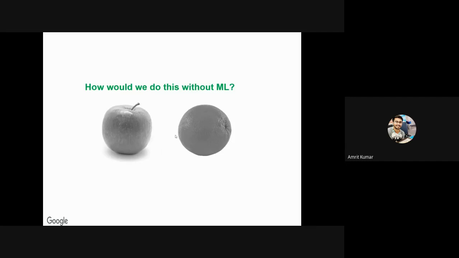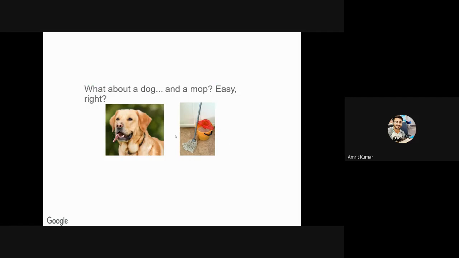So yes, we can do this with ML, but it's quite difficult to do this without ML, right? These are some image detection examples. As a human, we can easily detect what is a dog and what is a mop, right? It's easy, right? But for machine learning, it's a bit tricky. Not easy as we can say, but it's a bit tricky.